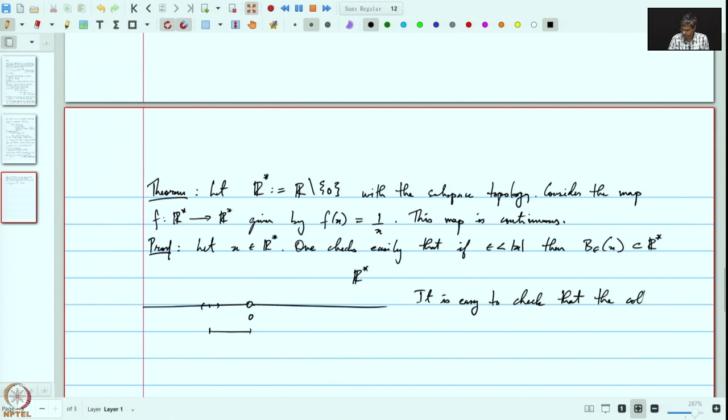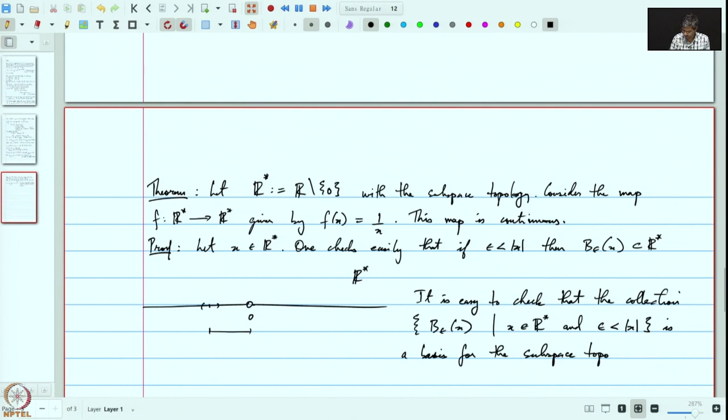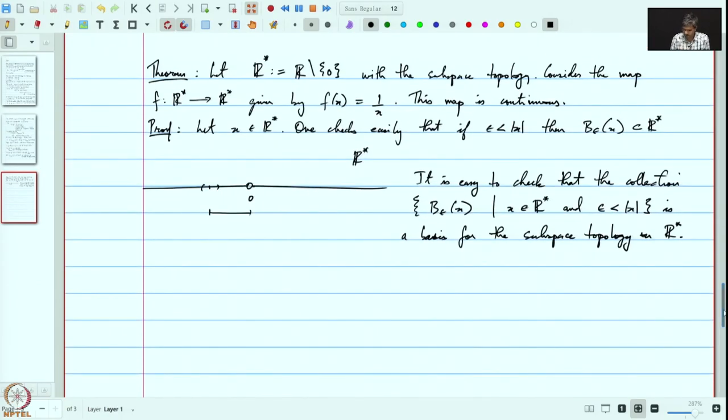And it is easy to check that the collection B(epsilon, x), where x belongs to R star and epsilon is strictly less than |x|, is a basis for the subspace topology on R star. Okay, so therefore it suffices to check that F inverse of B(epsilon, x) is open when epsilon is strictly less than |x|. Okay.